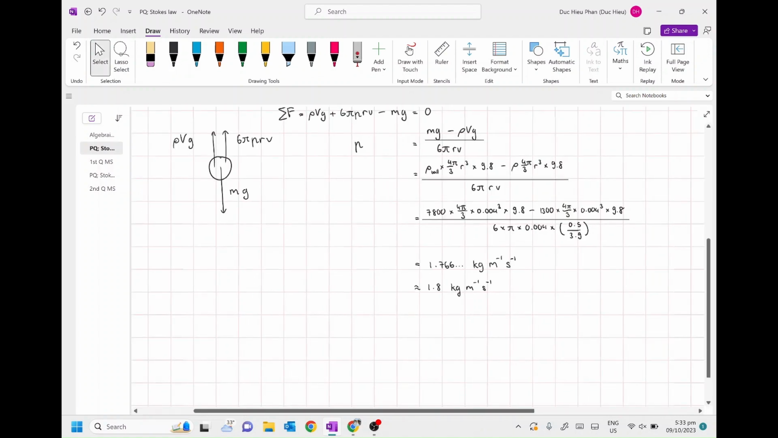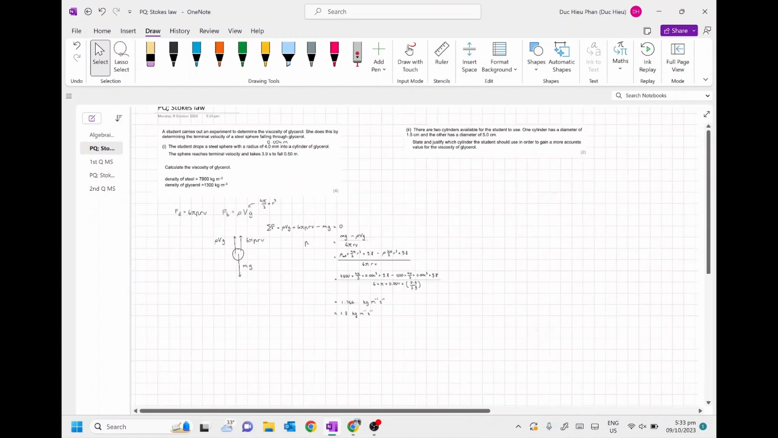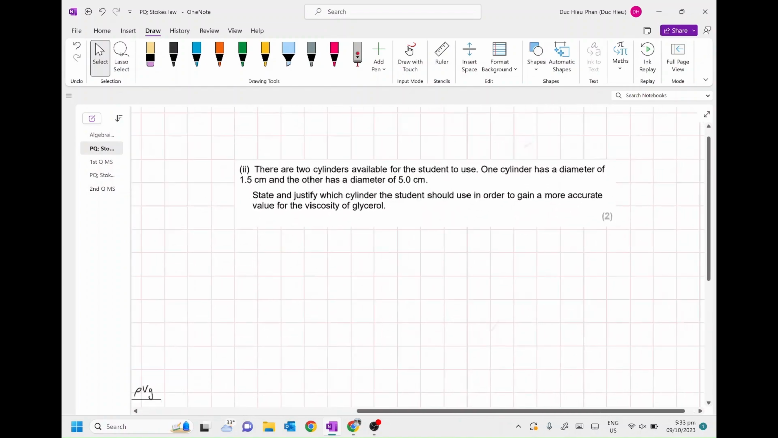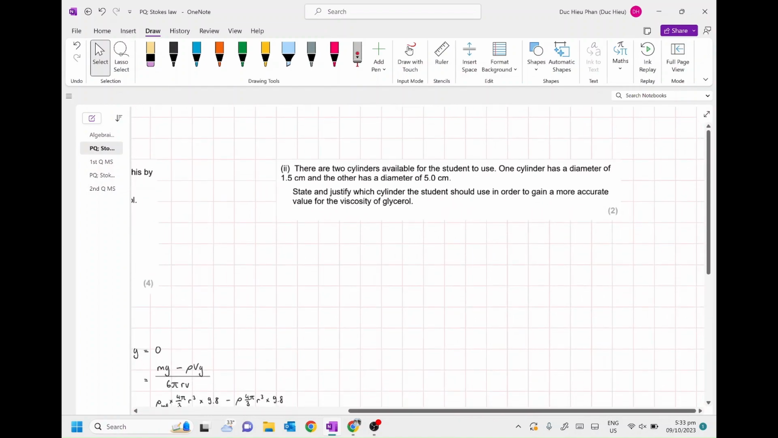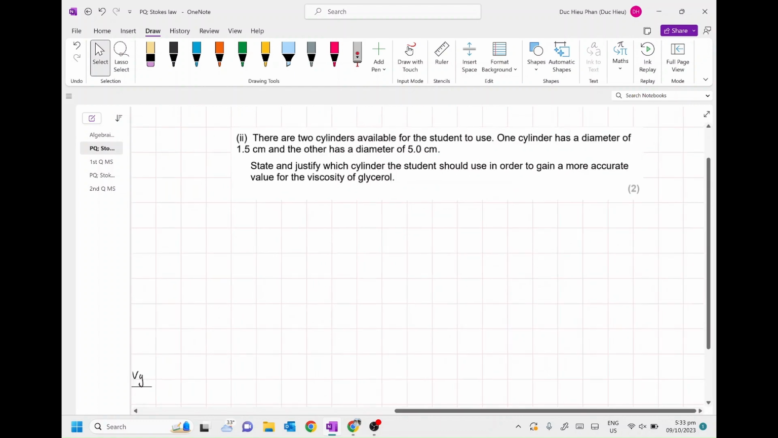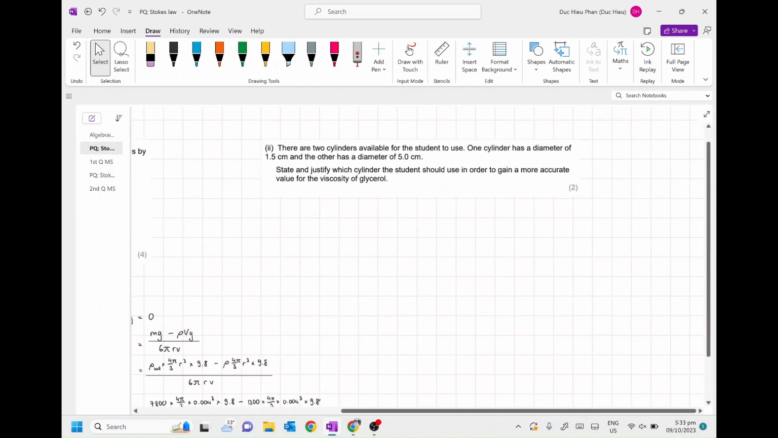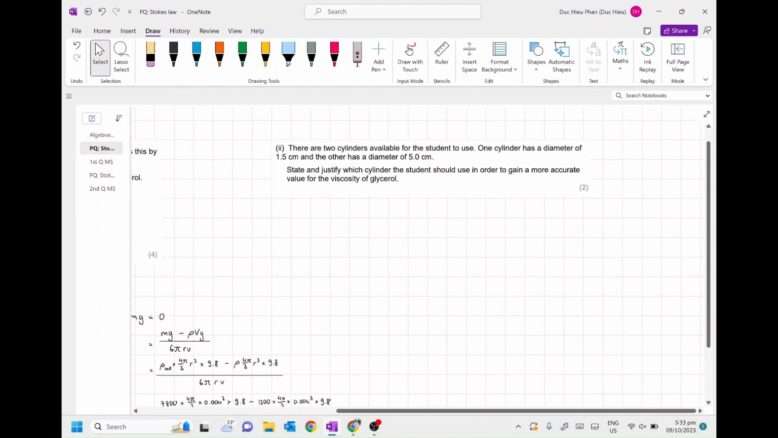All right. Okay, so let's move on to the next question. And this is the right answer, by the way. So there are 2 cylinders available for the student to use. One cylinder has a diameter of 1.5 centimeters, and the other has a diameter of 5 centimeters. So we want to state and justify which cylinder we want to use to have a better and a more accurate measure of the viscosity of the glycerol.